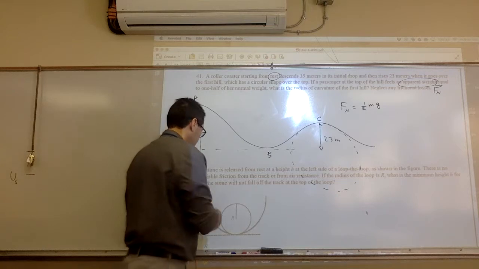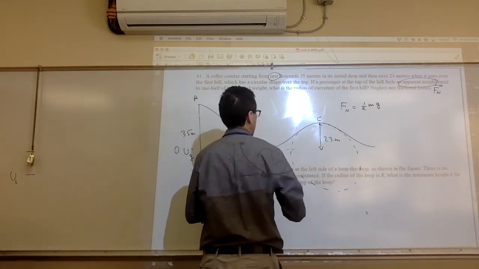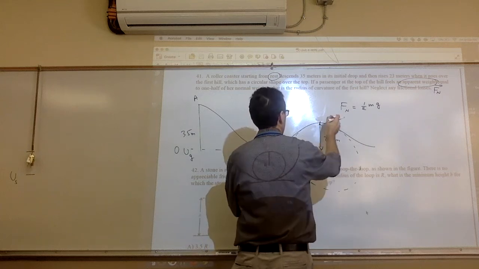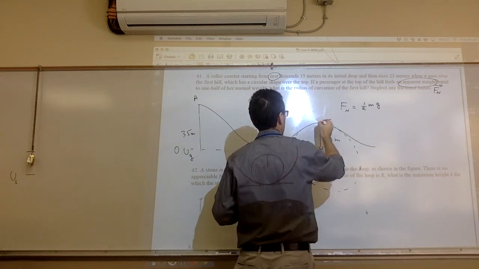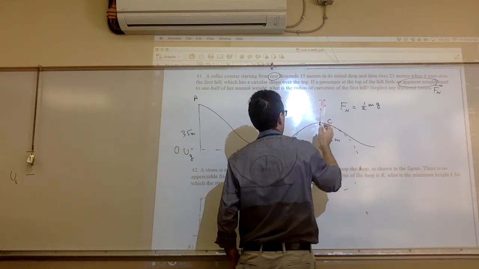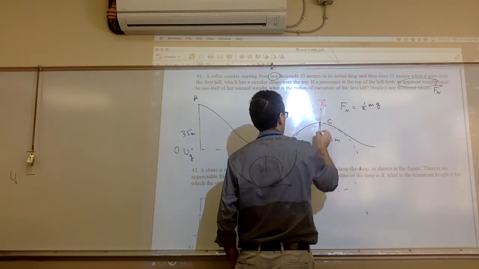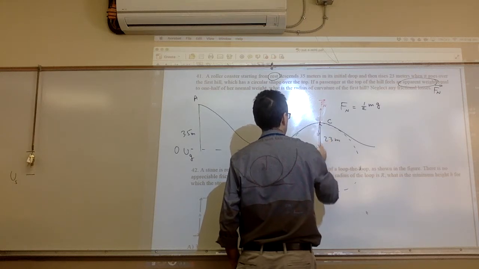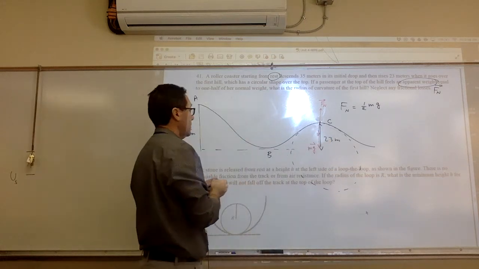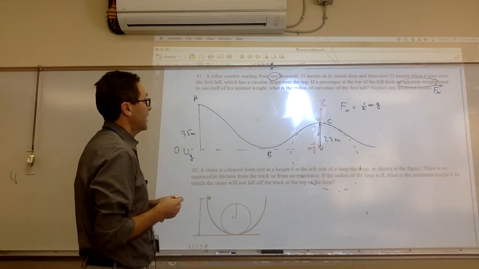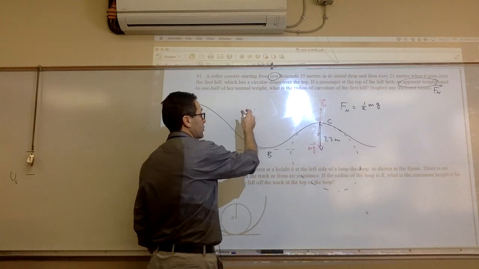Okay, so let's look at the forces acting on this person when they are up here. So you have your normal force, okay, and you have your mg. So let's write the net centripetal force equals mv squared over r. This is circular motion stuff, right?